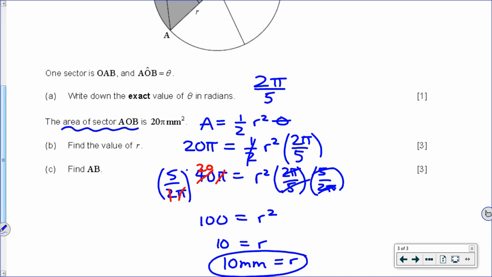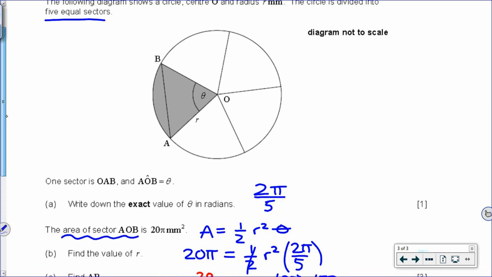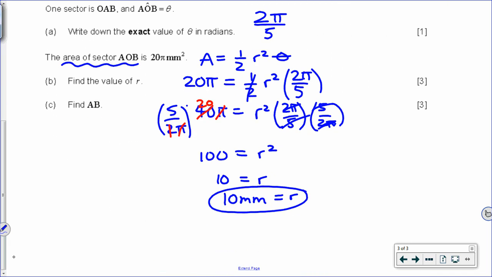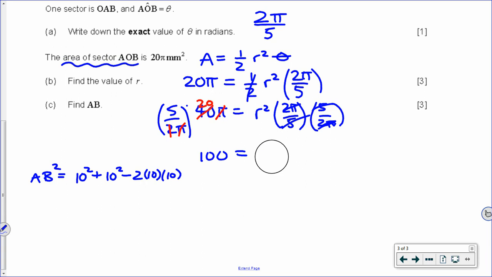And if you scroll back up to that picture, now that we know this is 2 pi over 5, and we know that these are each 10, we can use the law of cosines in this triangle to find that length AB. So the law of cosines says that AB squared, the side we're trying to find, would equal 10 squared plus 10 squared minus 2 times 10 times 10. I'm just going to get rid of this work here since I ran out of space. Times the cosine of 2 pi over 5.